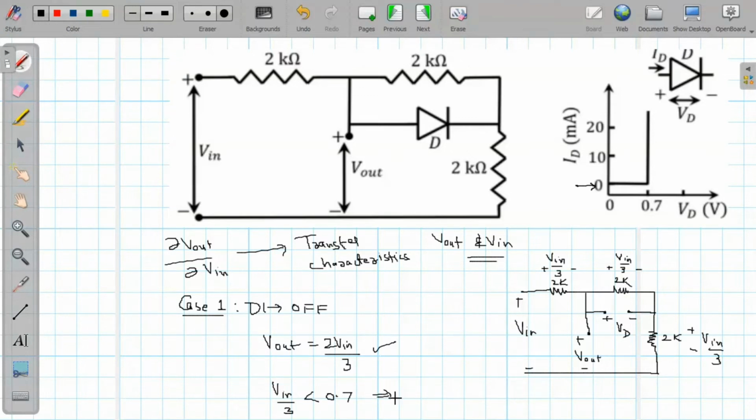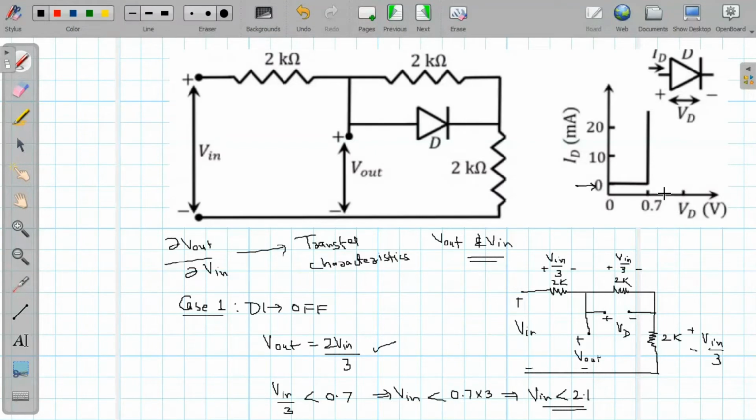So you can calculate it that as long as V in is less than 0.7 times 3, that implies V in is less than 2.1 volt. So we can say as long as this V input is less than 2.1 volt, the V output will follow this equation. So we have obtained the relation between the V output and V in for this case when diode is off. So now next case we will consider that the diode is on.